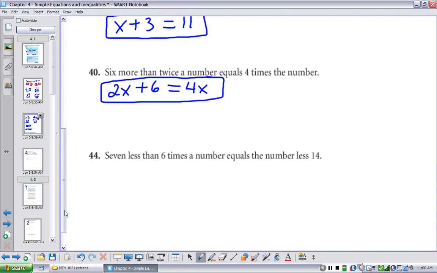Number 44 says 7 less than 6 times a number. So first of all, I need to get 6 times a number. And to get 7 less than that, then I need to subtract 7. Now notice, this is different than 7 minus 6x. 7 less than 6 times a number. So you got to get 6 times the number first and then take away 7. It equals the number less 14. So the number minus 14. Okay?